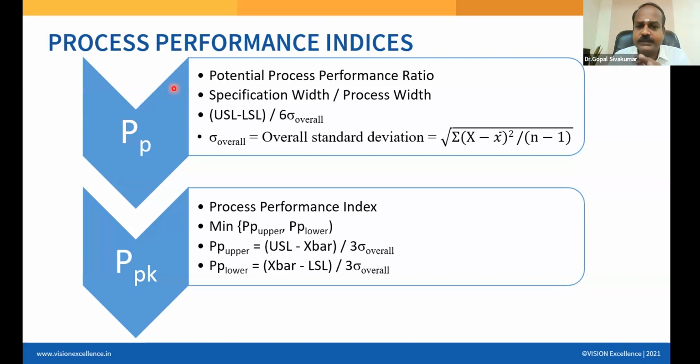Clear? Otherwise, they are the same. Formula-wise, they are the same. The difference is in the standard deviation, right? So if I use overall, then it becomes PP and PPK. If I use within, then it becomes CP and CPK. With one example case study, we will understand how to use the CP and CPK as well as PP and PPK. You see here, PP upper, PP lower. Earlier, we called it CP upper and CP lower.